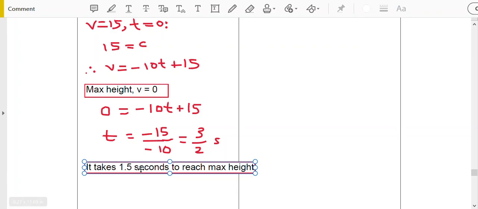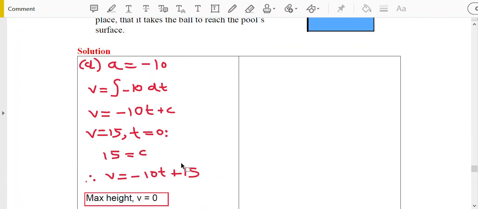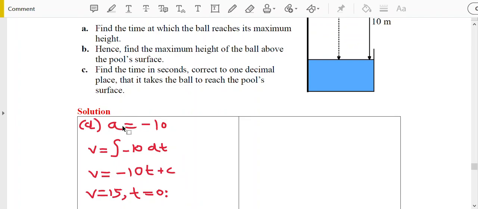Okay, that's our answer to part A. Find the time it takes to reach maximum height. So 1.5 seconds. That's how we do problem A. So we started with an acceleration. We found the velocity by doing the integral, the antiderivative of acceleration.